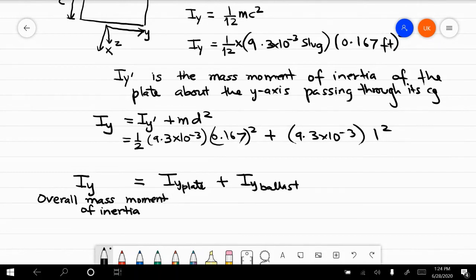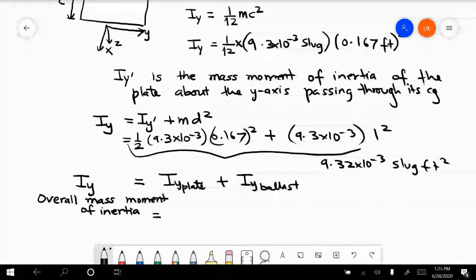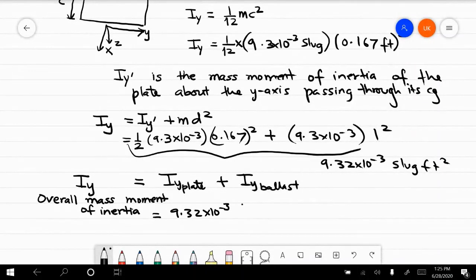So Iy of the plate will be obtained when you calculate this, and this is given as 9.32 times 10 to the power negative 3 slug feet square. So Iy of the plate is 9.32 times 10 to the power negative 3 slug feet square plus Iy of the ballast.